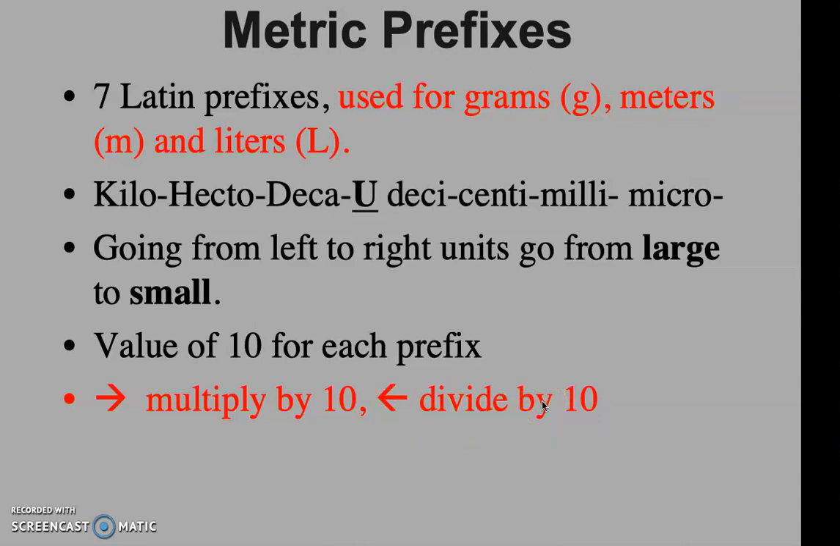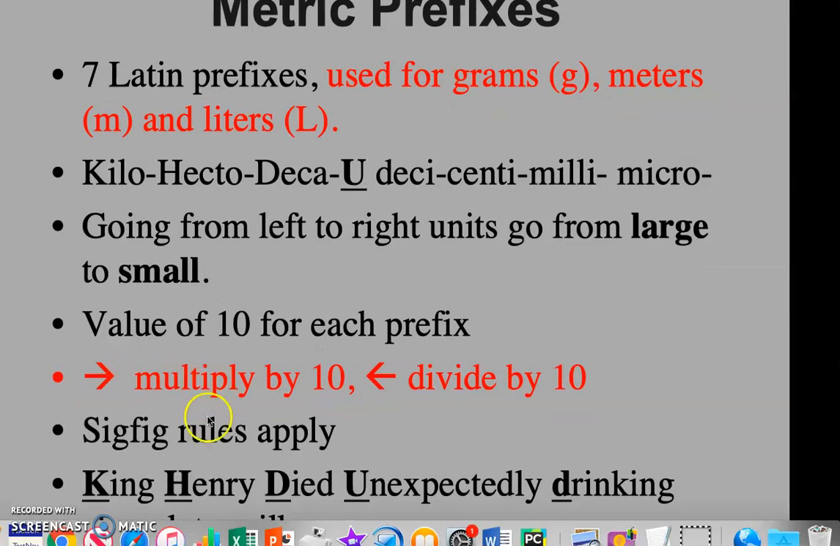You have to remember that sig fig rules will apply, and we'll look at that. Whatever number you start out with, you have to count the number of sig figs, and your answer should have the correct number of sig figs. Now, there's a little mnemonic here that helps students remember the prefixes. It's King Henry died unexpectedly drinking chocolate milk.